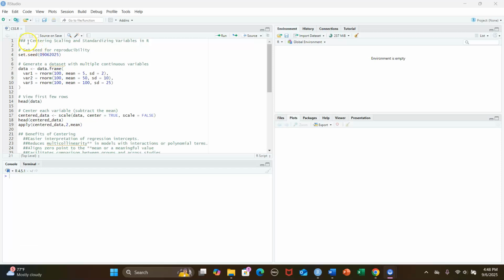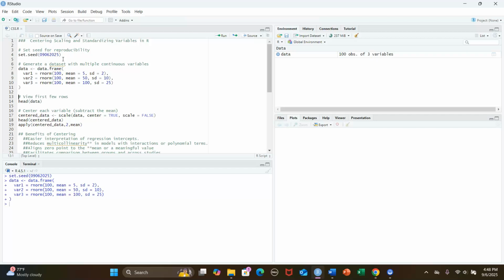Hello. In this video, I want to talk about centering, scaling, and standardizing variables in R. This is some pre-processing of the data you have if you want to continue to do subsequent data analysis. First, let me set up the random seed on the generated data frame with several continuous variables, and this is what it looks like. You can see they have different means and standard deviations.